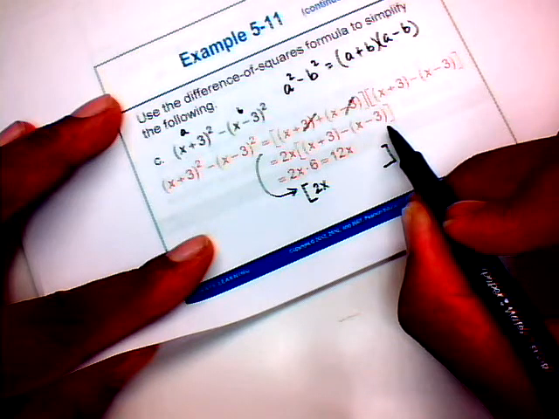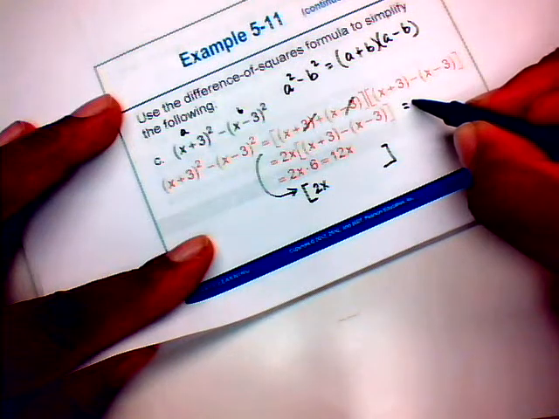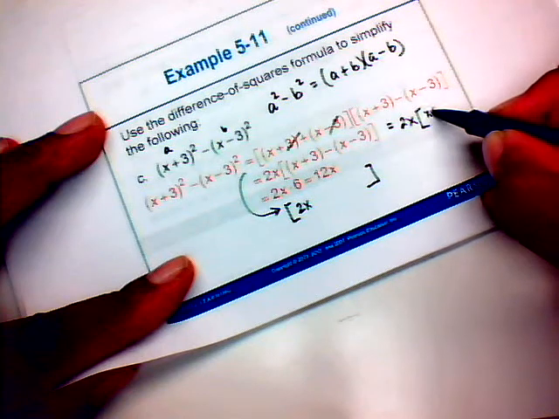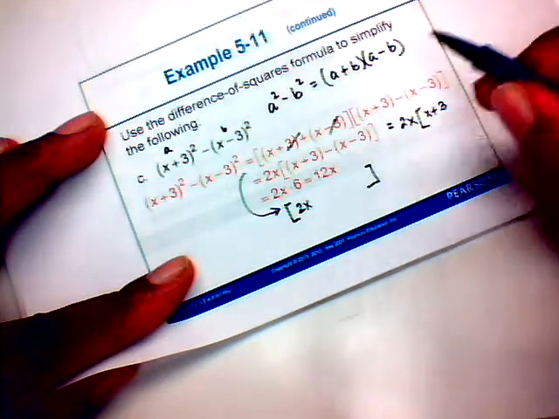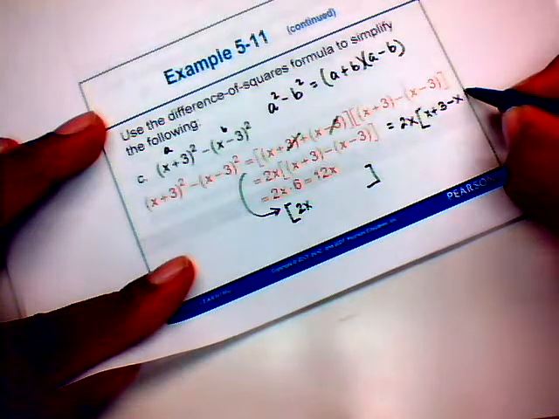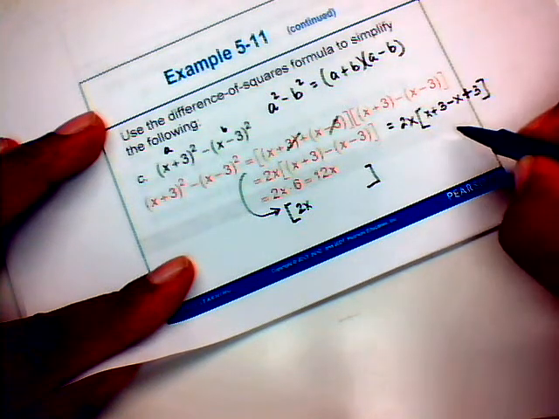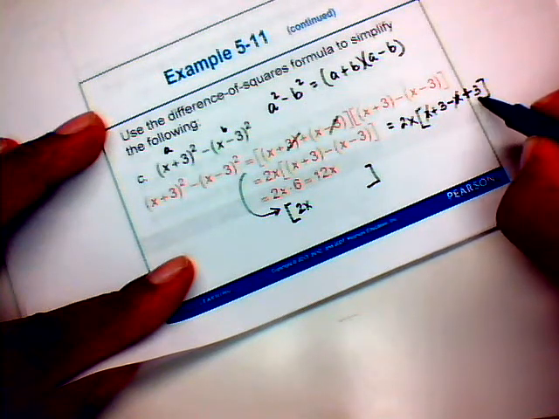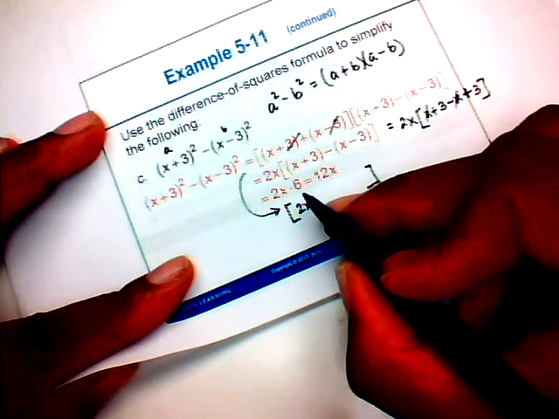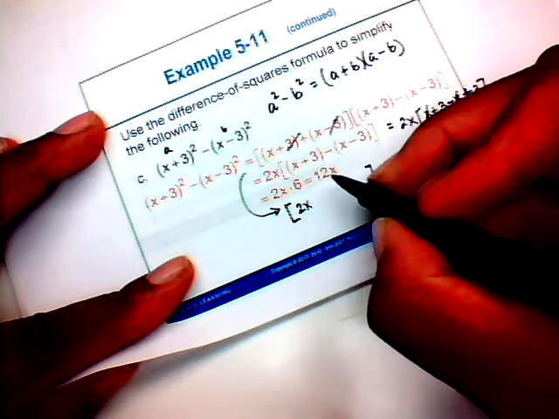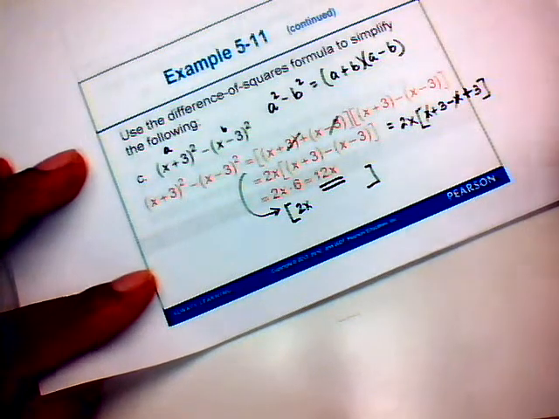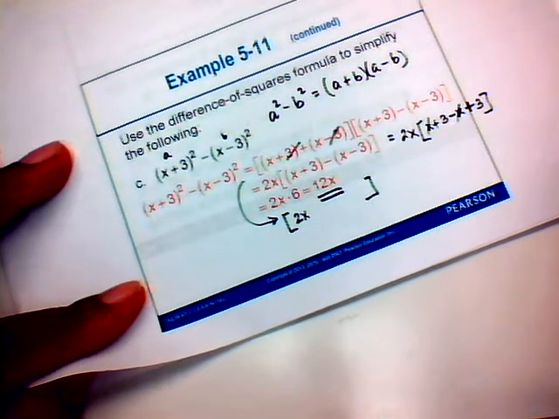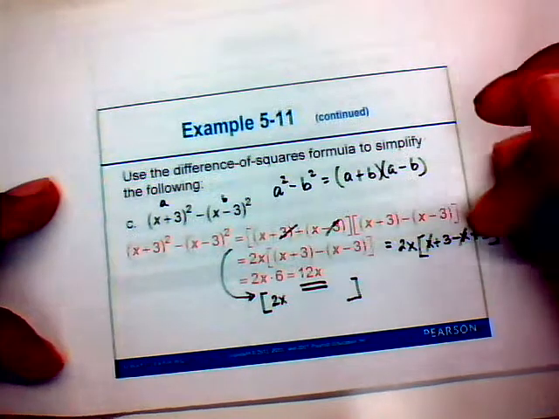Now for this part, bring over x plus 3. This minus sign will make that x minus x, and the minus sign will make the minus 3 plus 3. And then you can see here these x's cancel. And then if you add 3 plus 3, that's going to give you 6, which is where this 6 comes from. So you have 2x times 6, which is 12x. So the final answer there in simplified form would be 12x.